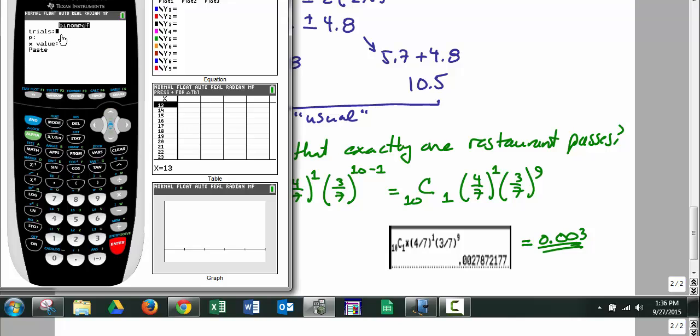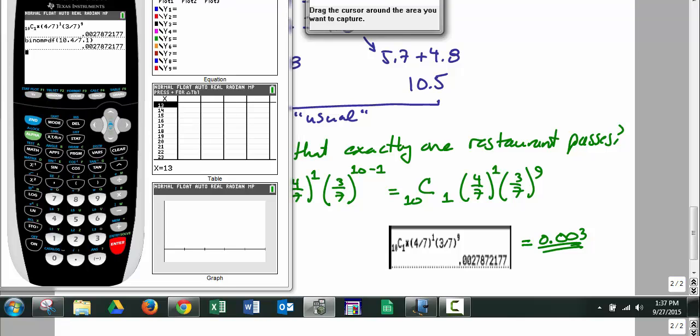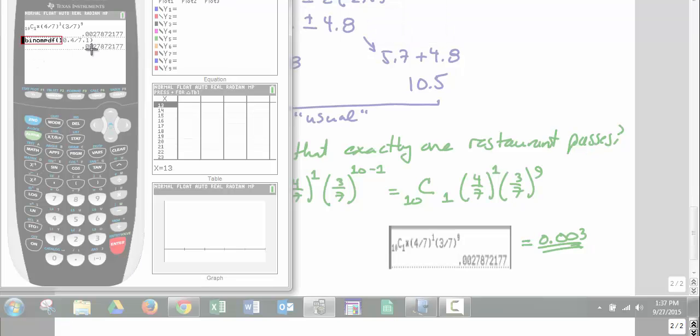Now the first thing it asks me for is the number of trials, which I know are 10. The probability of a success is 4 divided by 7. We'll see if it'll take a fraction. Now the x value that I'm interested in is x equal 1, because that was my probability statement. And then I see my shortcut here, binomial PDF, 10, 4/7, 1. And you can see I get the exact same value here, and it's a little bit shorter. I don't have to crunch quite so many numbers.